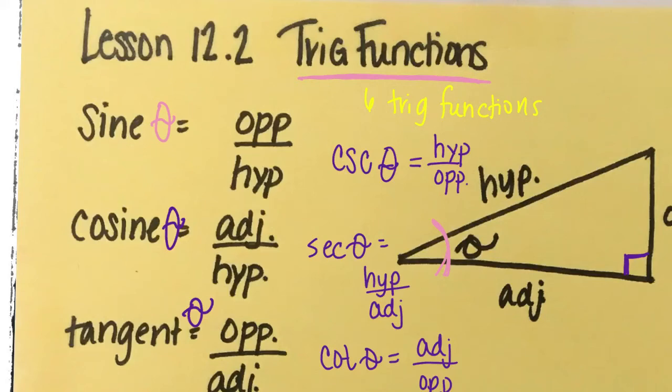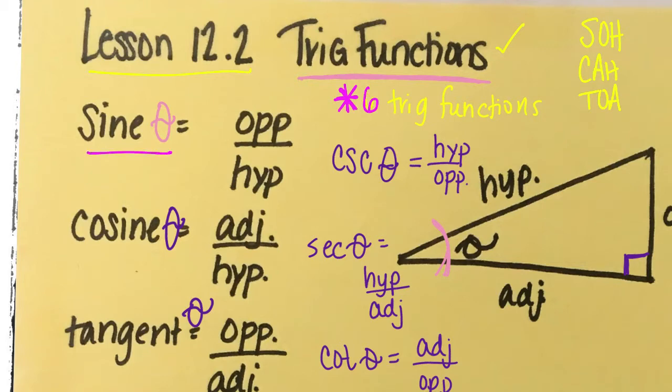Let's talk a little bit about SOHCAHTOA, if you haven't learned this previously. We are in lesson 12.2, and we're working with trig functions. A lot of times we see 6 trig functions, and what that means are the following.